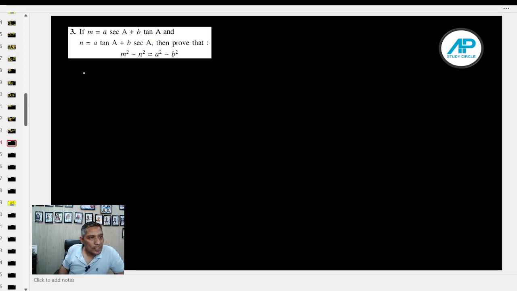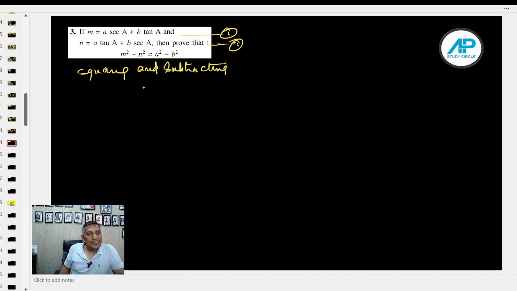The second concept now. So let us take this as the first equation and this as the second. And here the change is that now we are squaring and subtracting. So I got m squared minus n squared equals (a sec A plus b tan A) whole square minus (a tan A).